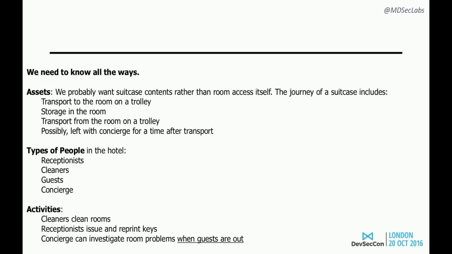And then you can think of activities. So cleaners clean rooms, receptionists issue and print keys and so on. And concierge can investigate room problems when the guests are out. And just by stating that, we know there's a potential threat, because concierge clearly have a way of getting into a room when the guests are out, in this particular example.